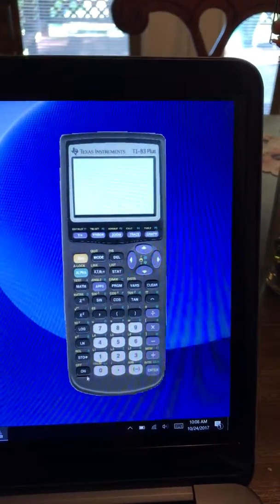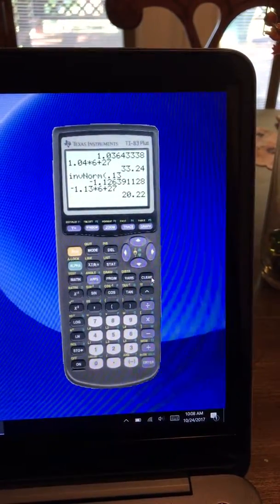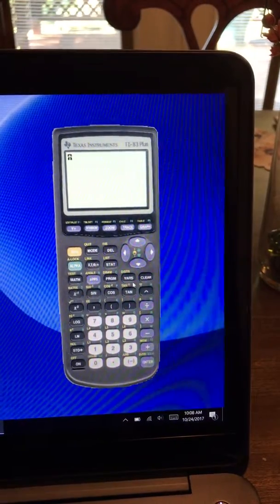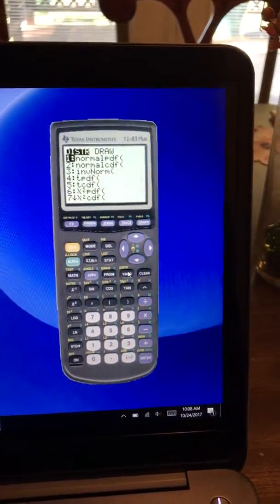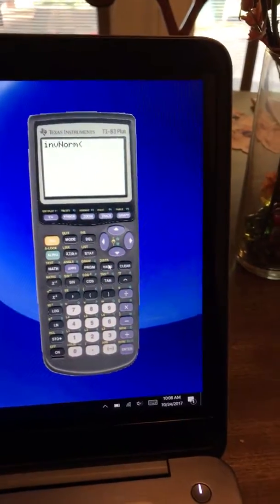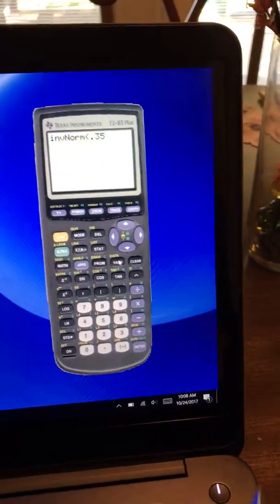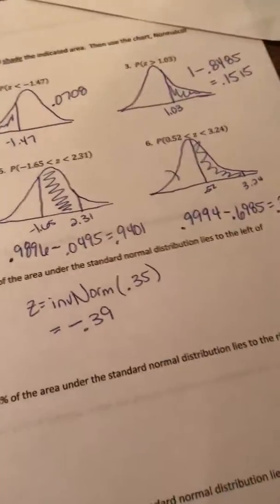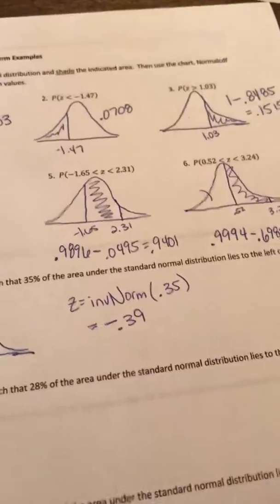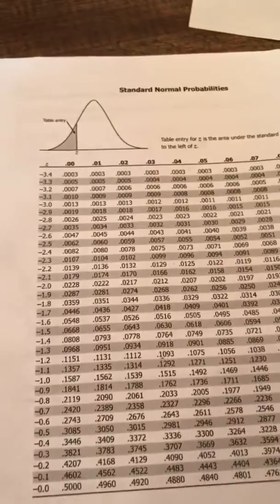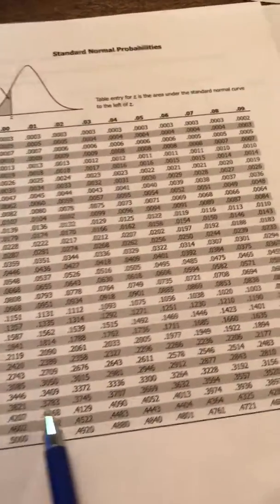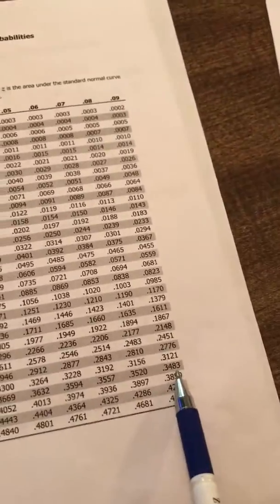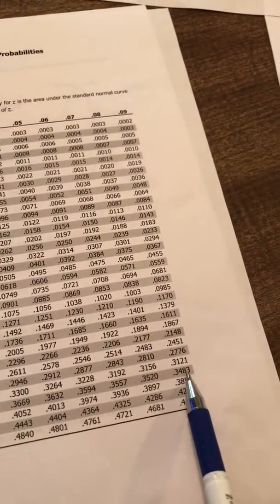So this is when you can probably use inverse norm a little bit easier. So if you go to the calculator and go to second vars, and you have to remember that you always put in the area to the left, so second vars, and choose number 3, and then type in 0.35, because that is to the left, you get negative 0.39. Remember, probabilities are rounded to 4 decimals, these scores are rounded to 2 decimals. And you can kind of check that if you look on the chart at negative 0.39. Here's negative 0.3. All the way over, it's 0.3483, so that's close to 35%.